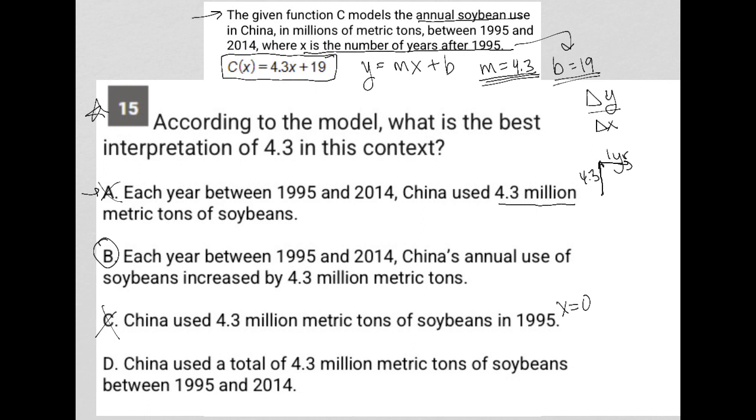Choice D, China used a total of 4.3 million metric tons of soybeans between 1995 and 2014. Also not true. Hopefully that's clear to you as to why it's not true, right? Again, slope is not a total amount. It's a change amount. How much are you changing in the y value over a 1 unit change in the x value? So choice B is the correct answer here.